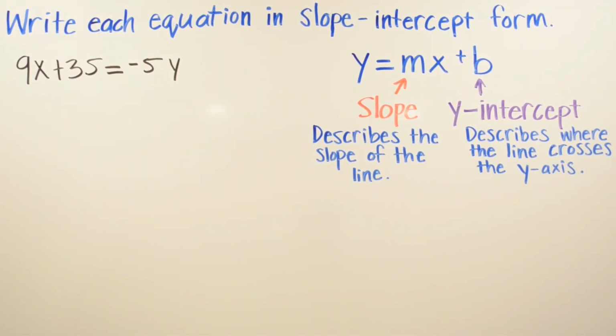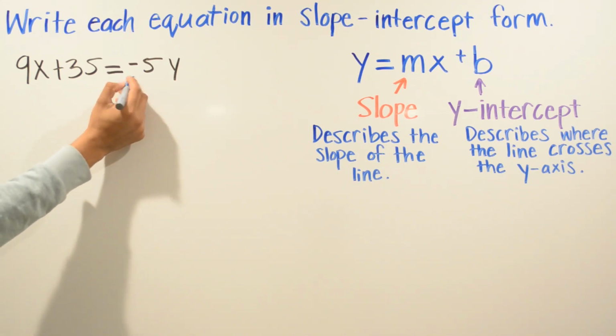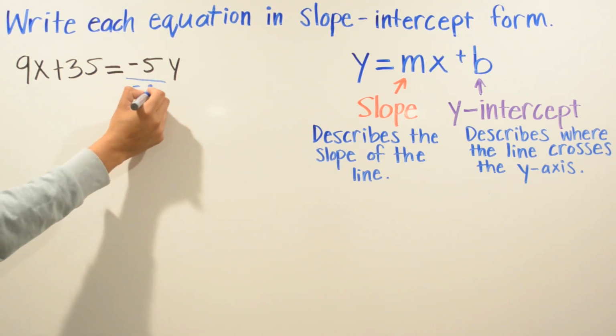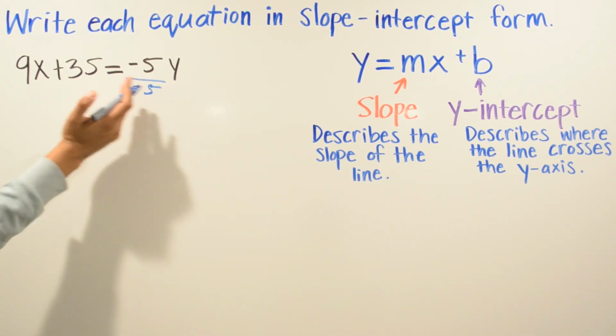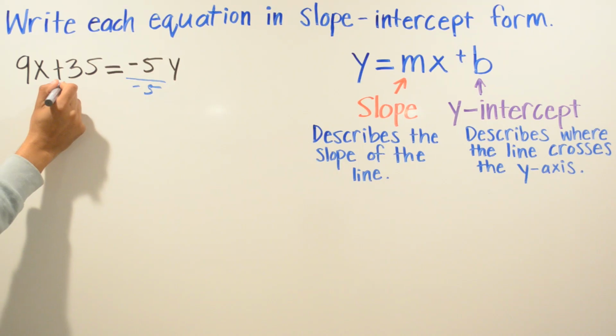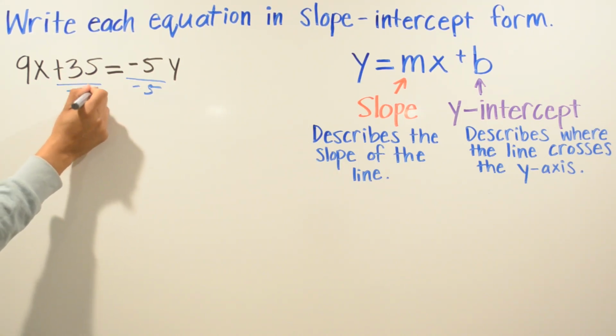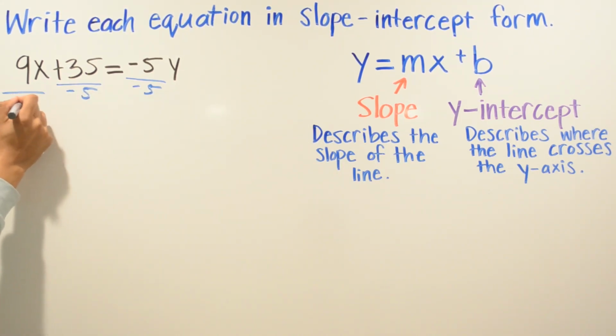In this problem, we have 9x plus 35 equals negative 5y. If you look at the right, the formula for slope-intercept form is y equals mx plus b. So at the beginning, we can divide by negative 5. Whatever we do on one side, we have to do on the other side as well. So we're going to divide this by negative 5, and we divide this by negative 5.